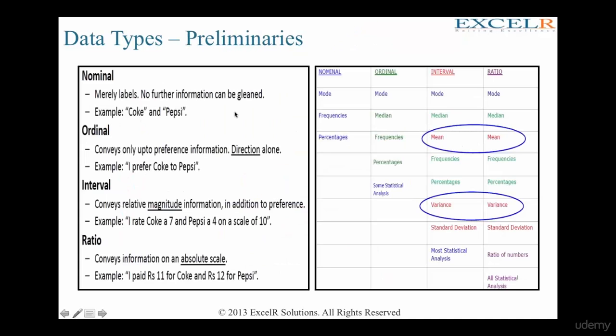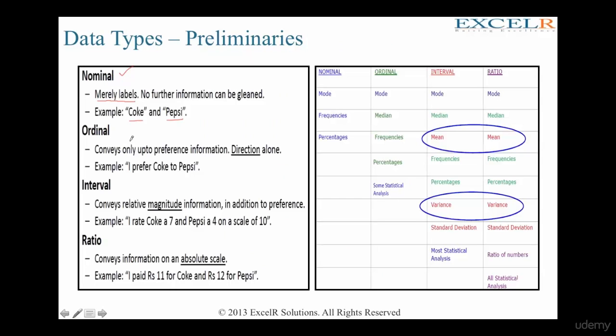Let us also discuss data types preliminaries. We have four other data type classifications. One is called nominal. These are merely labels. For example, if I say Coke and Pepsi, if I give you the names of the products, what analysis can you perform on that? I'm just telling you Coke and Pepsi or Thumbs Up. If I give you names of some soft drinks, it doesn't really give you any meaningful information.